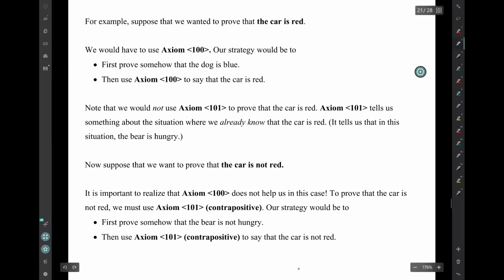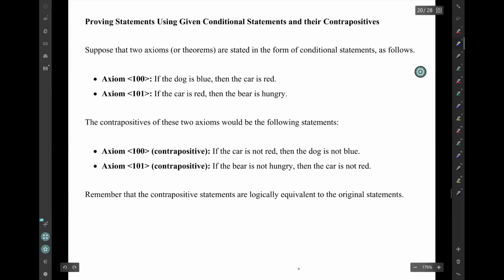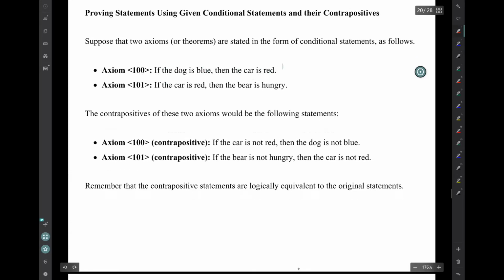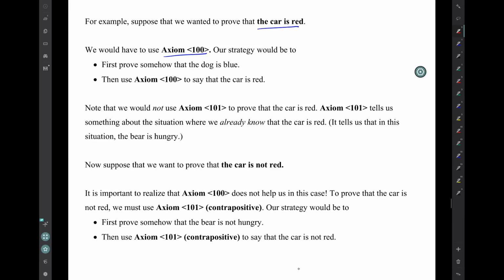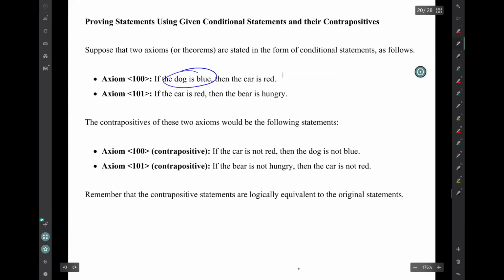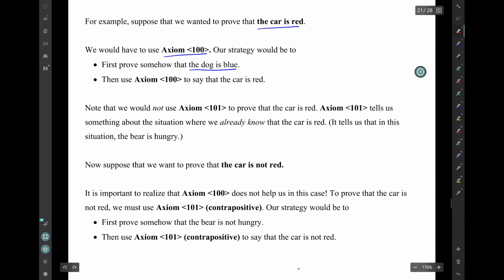Now, for example, suppose that we wanted to prove that the car is red. We would have to use Axiom 100. Axiom 100 says, if the dog is blue, then the car is red. So our strategy would have to be first somehow prove that the dog is blue, and then use Axiom 100 that says, if the dog is blue, then the car is red. Use that axiom to justify saying that the car is red. We would not use Axiom 101.